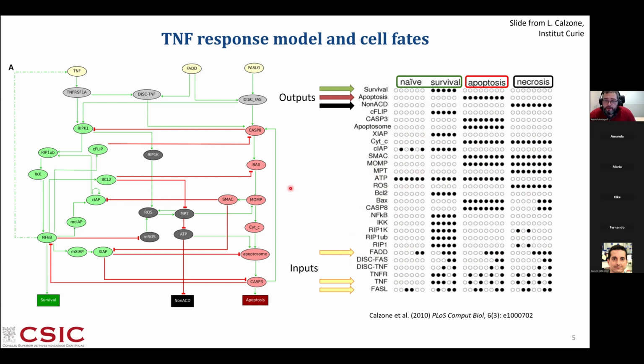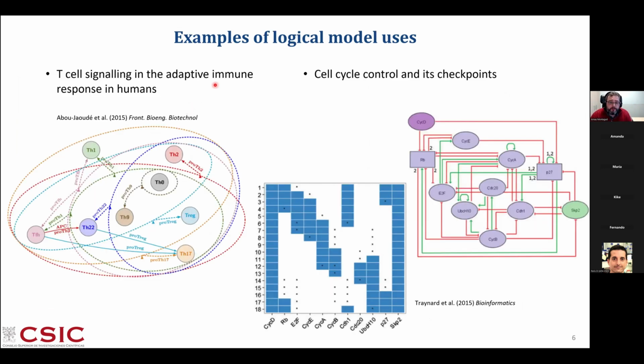So this is the way that we usually simulate with a Boolean model. And you can see that you have high complexity of the truth table depending on the rather simple or reduced number of nodes in the model that you have on the left. Other examples of Boolean models or logical models is, for instance, T-cell signaling in an adaptive immune response. So here what you have is activation and inhibition of how the different T-cells are differentiating.